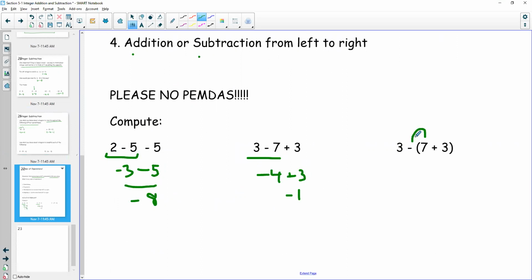This time, I need to distribute the negative first. I need to get rid of the parentheses. That's the P. 3 minus 7 minus 3. Now I need to follow order. 3 minus 7 is -4. -4 minus 3 gets me -7.